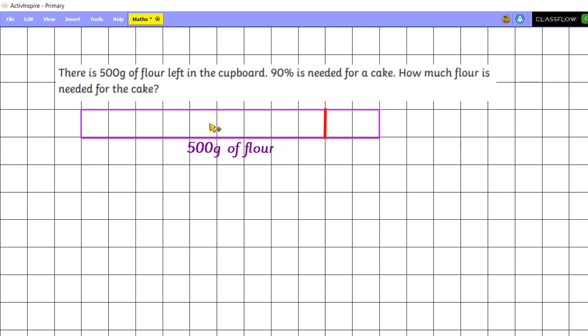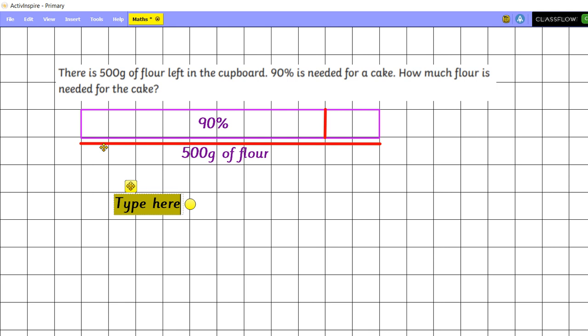So that is from, let me just draw another line, from here all the way to here. But I just need to find this bit, which is 90%, because I don't need the full bag, I just need 90% of it. So therefore, the calculation I need is 90% of 500 grams, okay?